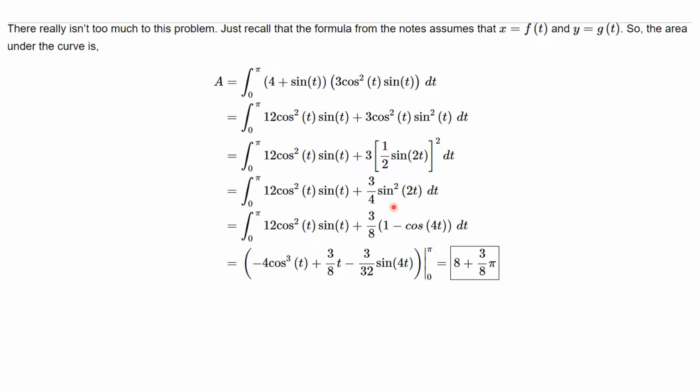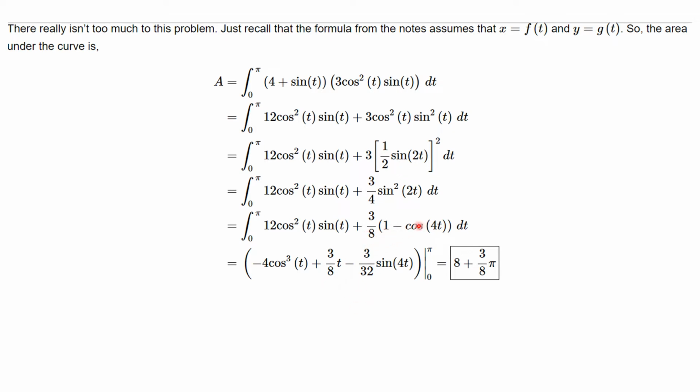Now to integrate sine squared, you have to again use a trig identity. The sine squared of 2t is going to be 1 minus cosine of 4t divided again by 2. And so that's the substitution that we're making here. But now we do the u substitution, and we get this as minus 4 cosine cubed now of t. The minus comes from doing the substitution here with a minus, and then we get 3 over 8t.